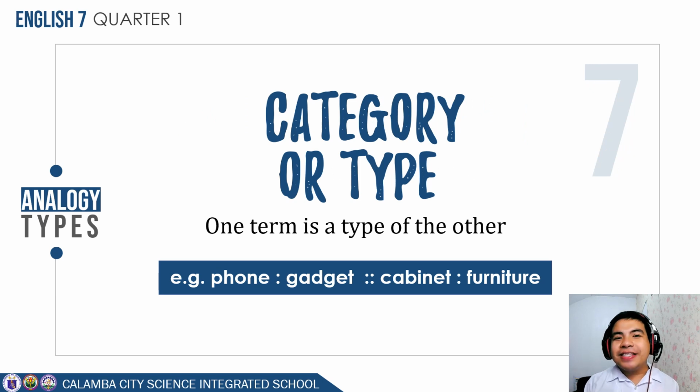Now, the seventh type is the category or type, which means one term is a type of the other. Let's check the example. Phone is to gadget and cabinet is to furniture. The relationship goes this way: phone is a type of gadget and cabinet is also a type of furniture. So as you can see, the relationship focuses on the type of the given example.